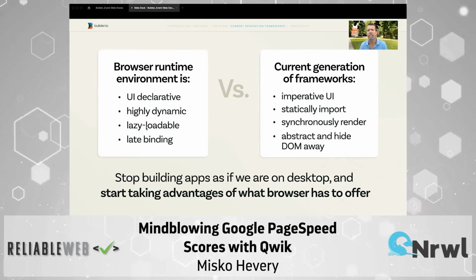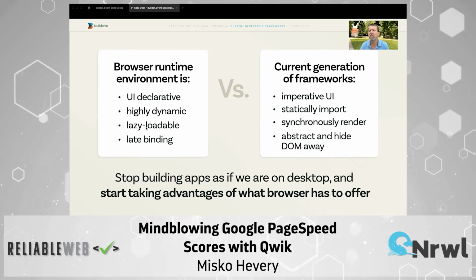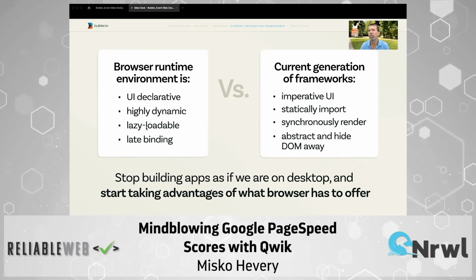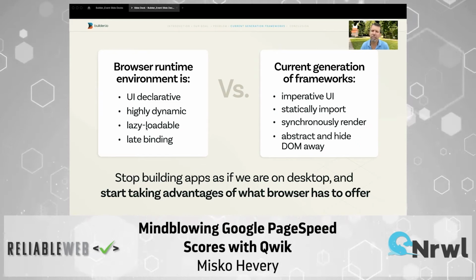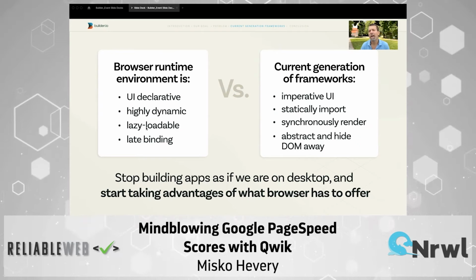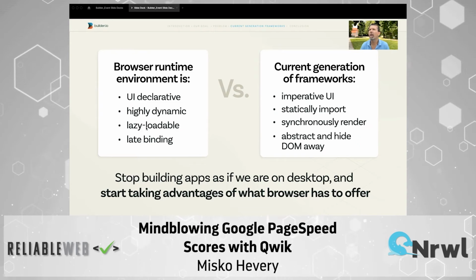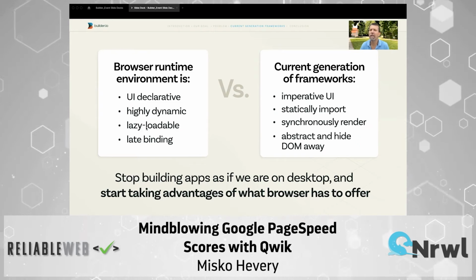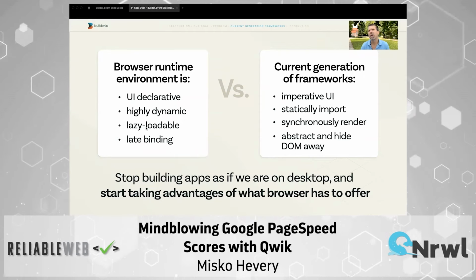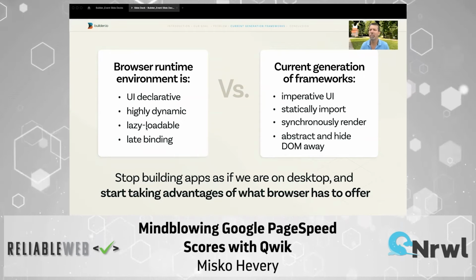We really favor static imports. We have fully synchronous rendering, which prevents lazy loading of renderable components on the fly. And we really try hard to abstract and hide the DOM away. And I think we are basically operating at the wrong level. We're not meeting the browser eye to eye. And I think this has kind of been here before.